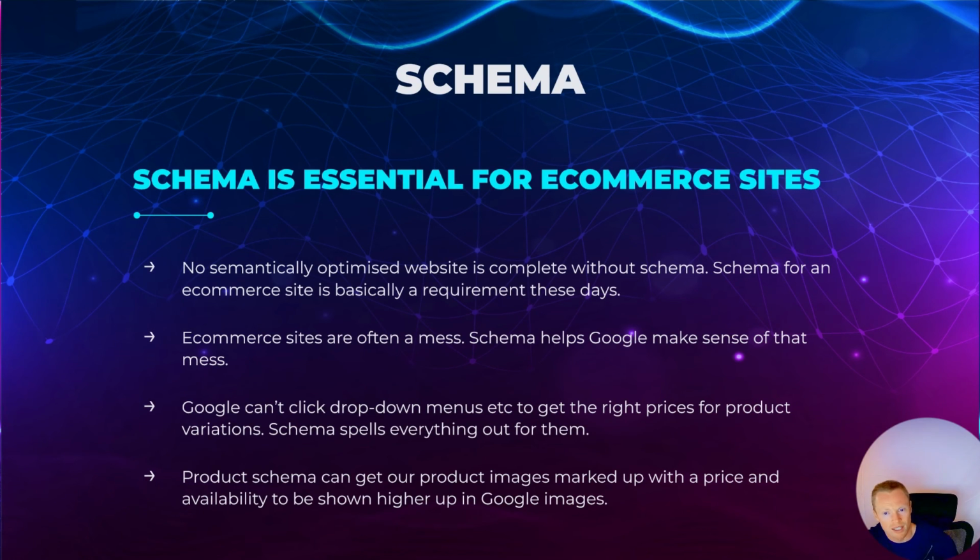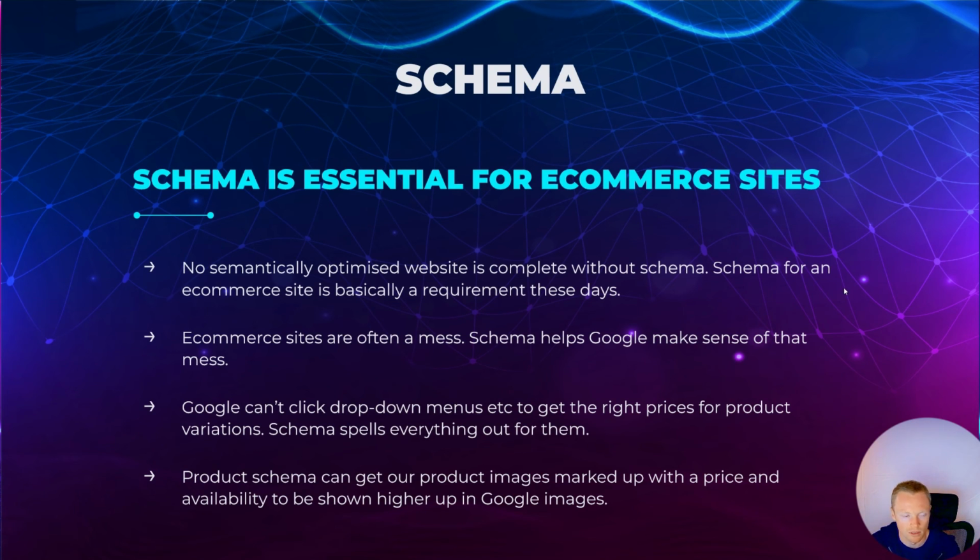What I've said here is no semantically optimized website is complete without schema. Schema for an e-commerce site is basically a requirement these days because e-commerce sites are often a mess, like we've said. Schema helps Google make sense of that mess. Google can't click on drop-down menus on a product page to get to the right prices for your different variants of products. If your blue product is more expensive than your red product, Google can't really tell that straight away when you have one page catered for the two variants. Whereas the schema that we display to them in the code states the name of each product and the price.